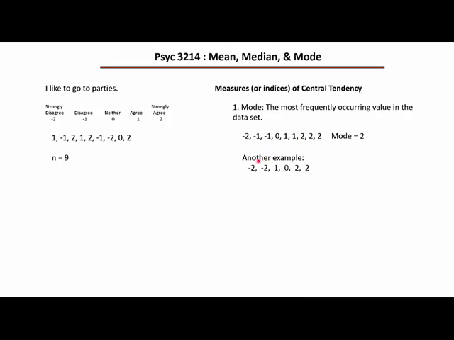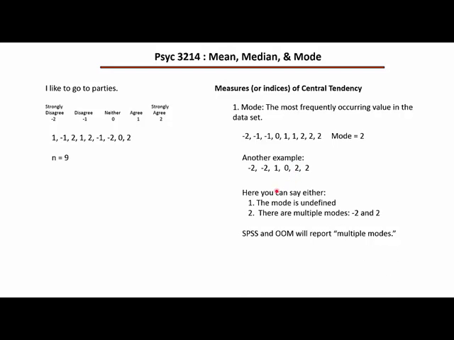So here's another example. Again, I've ordered the data from least to greatest. Now I've got a couple of -2s and 2 2s. So now what do I do with this? Well, there are 2 options. You can either say, in this case, the mode is undefined because I don't have a single most frequently occurring value, or you can say there are multiple modes, and then go ahead and list those, so -2 and 2. Now, SPSS and R will report multiple modes. That's typical of software, but either is fine. But for data like this, where there's clearly a mode, just report that single value as your mode.